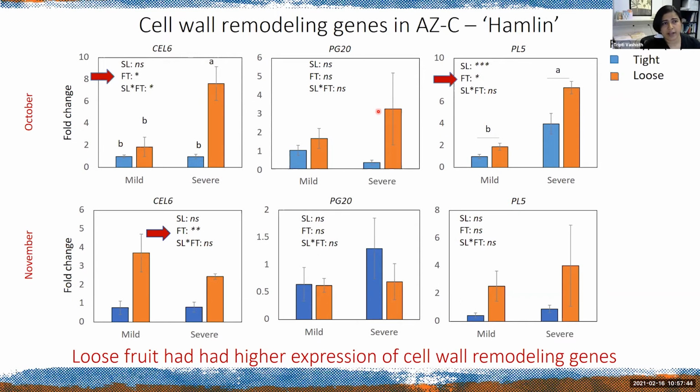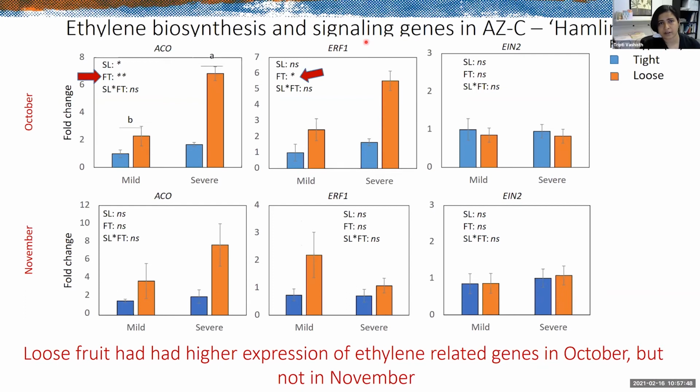Then we looked at ethylene biosynthesis and ethylene signaling. Ethylene accelerates fruit drop. And interestingly, here also we saw that there is more ethylene-related activity happening in the loose fruit in October and not so much in November. So a lot of these things are happening in October when you don't see so much fruit drop happening.